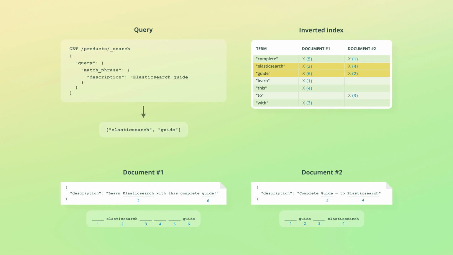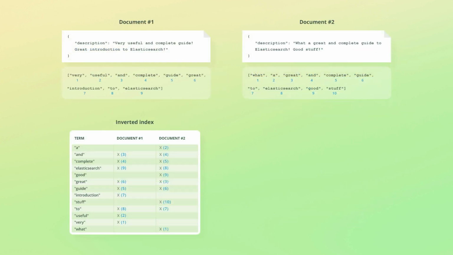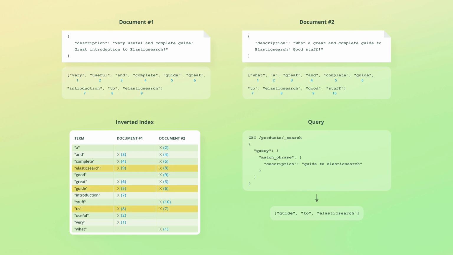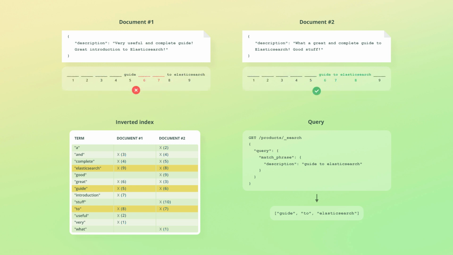Let's look at an example of a query that does match a document. First, here are two new example documents, along with the corresponding inverted index. Then suppose we search for the phrase guide to Elasticsearch as follows. Based on the analyzed query, the inverted index tells us that both documents contain all three terms. Based on the term positions, we can construct the following. The first document doesn't match because there are two terms in the way, so to speak. The second one does, however, as all three terms appear next to each other and in the correct order.